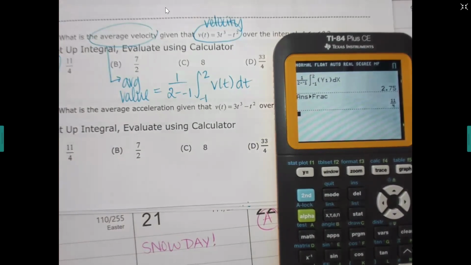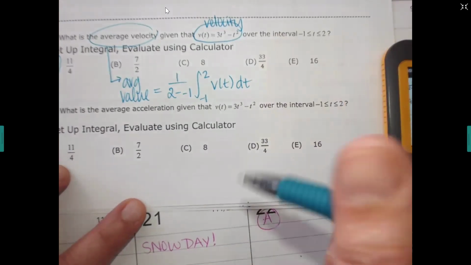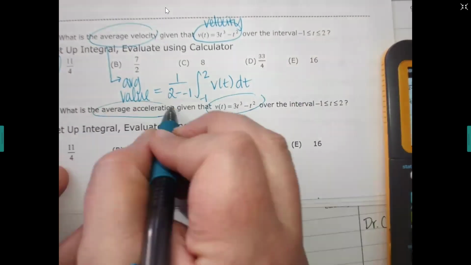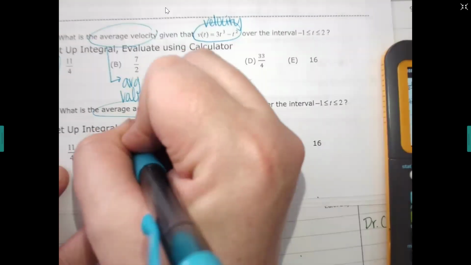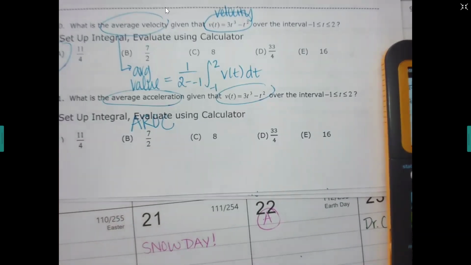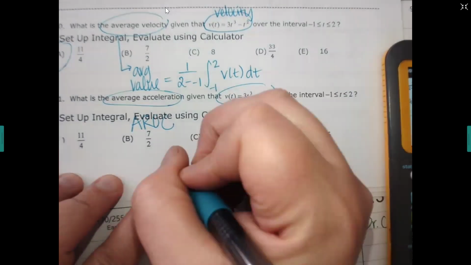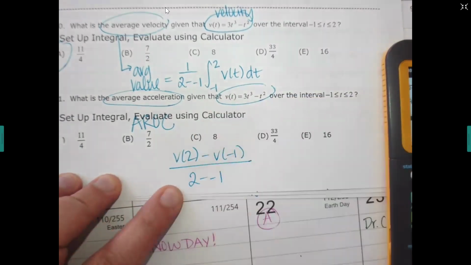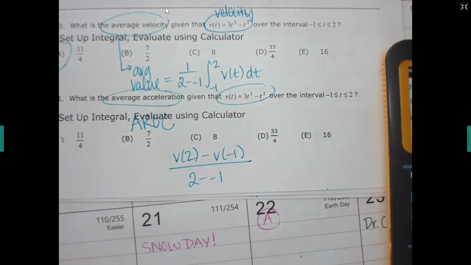Now that is not the same for the next question. Notice that I still have velocity, but what are they asking me the average for? That means you're doing AROC, or average rate of change. The reason you know it's a rate of change is because I'm going from velocity to acceleration. That's a slope. So in the calculator, you're going to do v of 2 minus v of -1 over 2 minus -1. There are only two averages, so you just have to figure out which one you're doing.